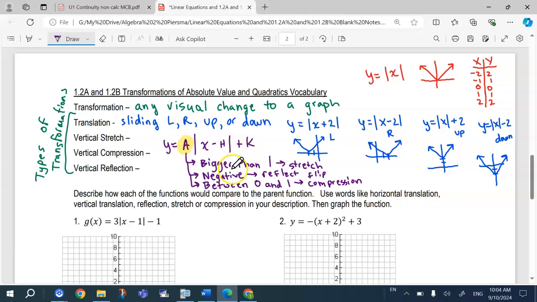So you might have things that are like -1/2, in which case it would both reflect and compress, because 1/2 is between 0 and 1, and the negative would make it flip.